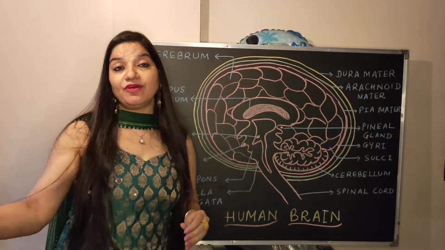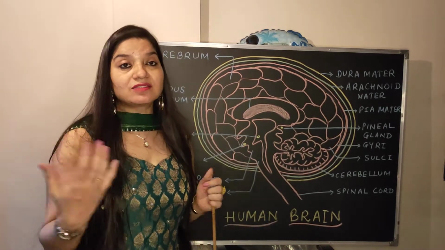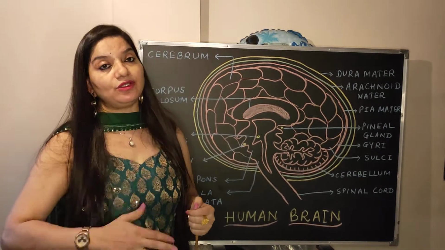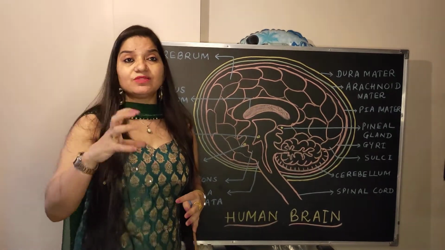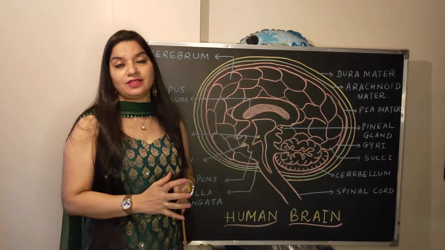What is the full name of medulla? Medulla oblongata. So if they ask in one marker, please don't write just medulla. You have to write the full name, medulla oblongata, because they have asked many times in one markers. Now, what is medulla oblongata? It is the posterior part. This part of the brain is medulla oblongata.